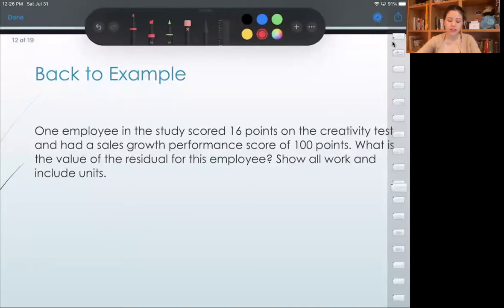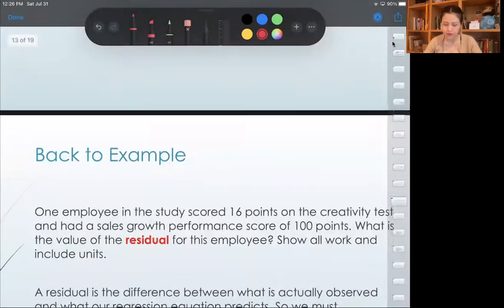Okay, so back to the same example. Now we're going to do some math. One employee in a study scored 16 points. Remember, the creativity test ranges from 0 to 20, as it said in the beginning. So one of the employees had a creativity score of 16 points and a self-growth performance score of 100. What is the value of the residual for this employee? Show all work and include units.